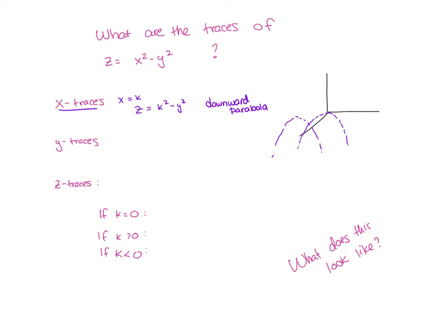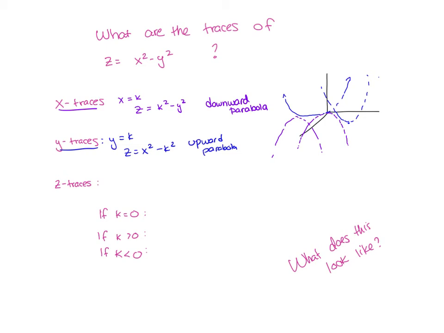When y is equal to a constant, I get z is equal to x squared minus that constant squared. So that's going to be an upward parabola. So even though I have downward facing parabolas in that x direction, when y is a constant, I'm going to be seeing these upward facing parabolas that start getting moved down over time. So maybe we'll start down here and draw that upward facing parabola.